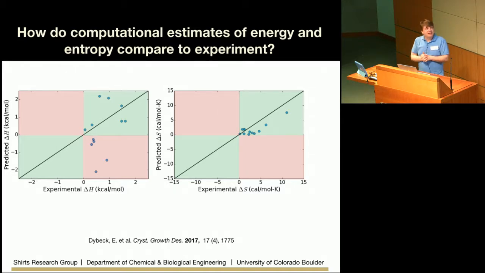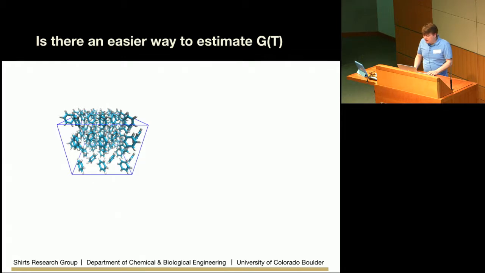They're all in the same quadrant. Correlations are not perfect, but they're much better than the enthalpies, which is quite interesting. So this takes a decent amount of work, a few hundreds of CPU hours. So is there an easier way to calculate the free energy as a function of temperature?